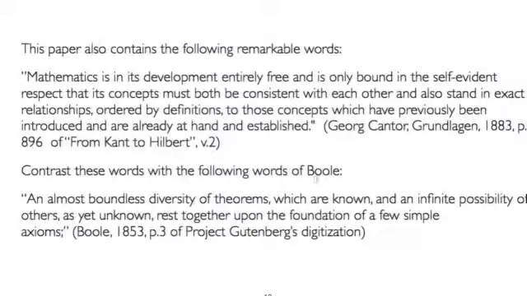And then there is something which Boole writes in his Laws of Thought. He says that it's also true about mathematics that an almost boundless diversity of theorems which are known and an infinite possibility of others as yet unknown rest together upon the foundation of a few simple axioms. And I want to contrast these two viewpoints. So Boole's viewpoint is we'll have these few axioms, few basic notions, and then we'll build all of the mathematics by formal generation from these things.